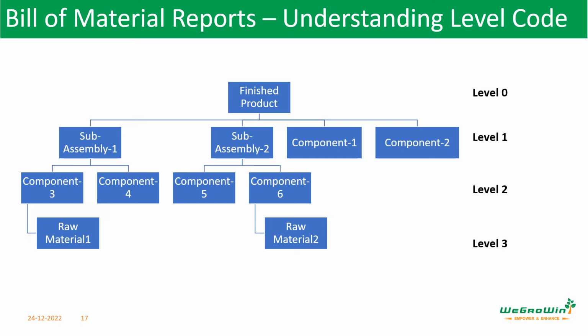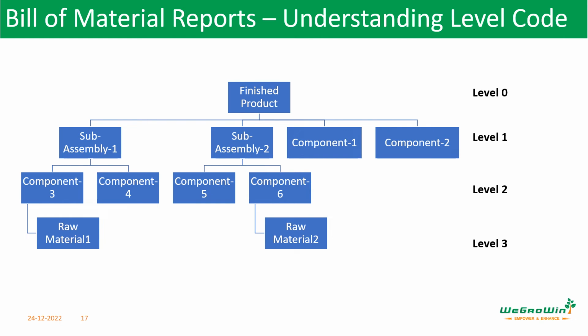And then from level 1 to produce this sub-assembly 1, we need component 3 and component 4. So this is called the level 2 BOM, the level 1 material with level 2 components. And then component 3 requires raw material 1 to produce it, which means this is the level 2 material. Component 3, to produce that we need to have level 3 of raw material. So there are levels which are defined.